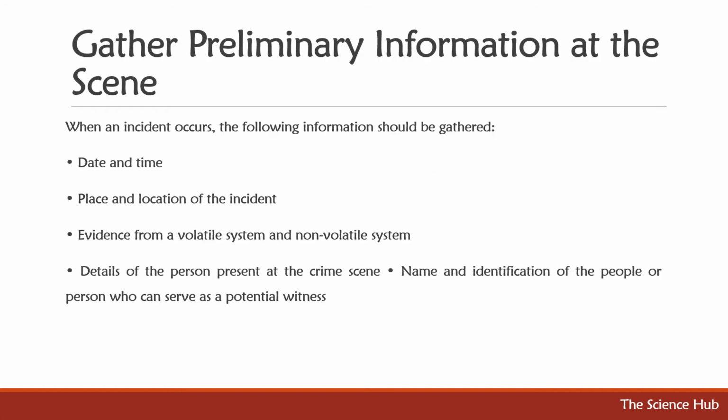Then gather preliminary information at the scene. When an incident occurs, the following information should be gathered: date and time, place and location of the incident, evidence from a volatile system and non-volatile system, details of the person present at the crime scene, and the name and identification of the people or person who can serve as a potential witness.